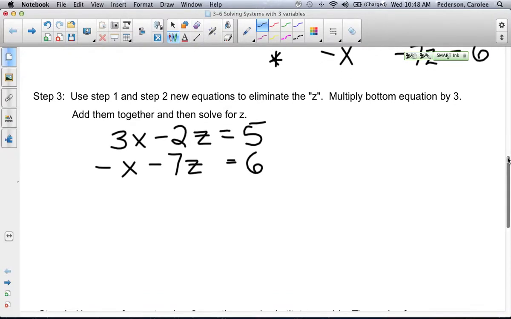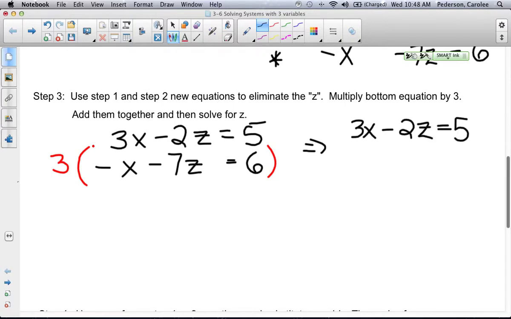So if I look at them, it might be a good idea to multiply that bottom equation by 3. I'm going to multiply this equation by 3. Notice what happens is I'm eliminating now that x term. So I'm going to keep the top equation as it is. So I have 3x minus 2z equals 5. And then negative 3x, negative 21z, and then 18.